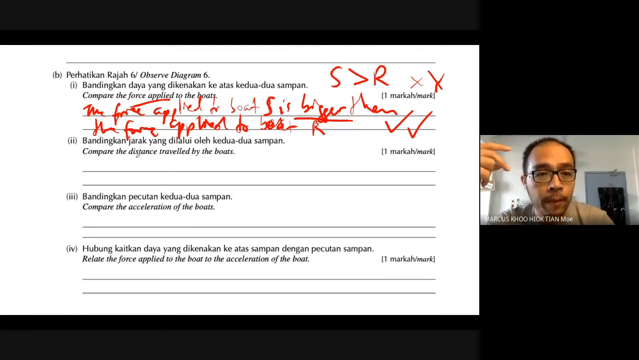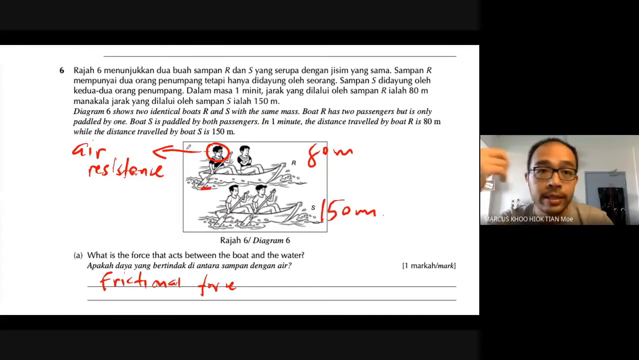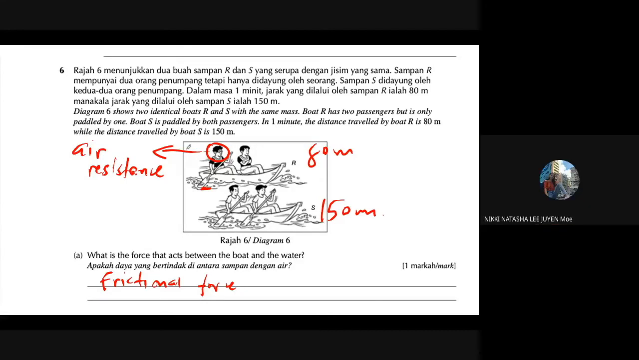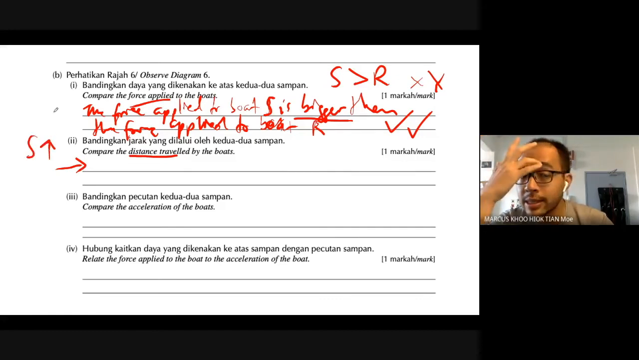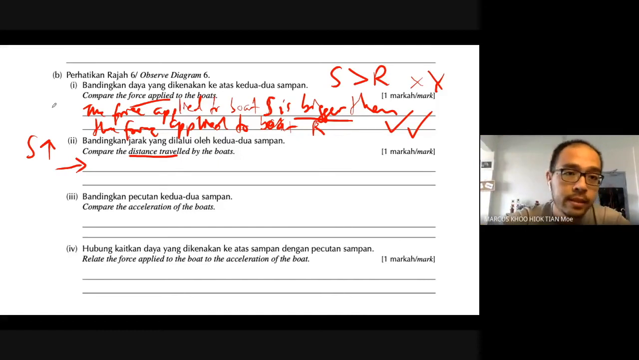Secondly, compare the distance traveled by the boats. Who travels a bigger distance? S. Okay, also S. So you would answer in the same way. Can somebody give me a sample answer for this? How would I write this answer in a full sentence? I know that S is the bigger distance. Somebody please try to answer. Just tell me the answer.